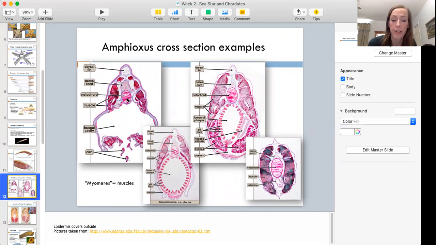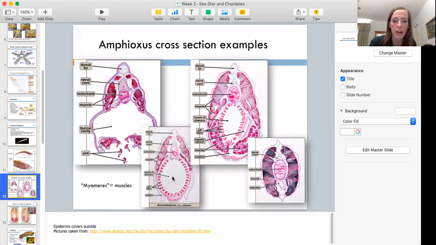That's the notochord. Again, it extends into the head. Behind that, more dorsal to that, is the nerve cord, the dorsal nerve cord. And then you've got a dorsal fin present on the outside of the organism. So that's the most rostral portion.